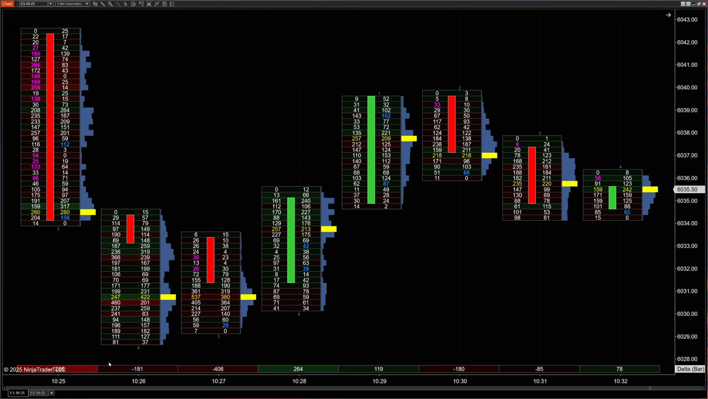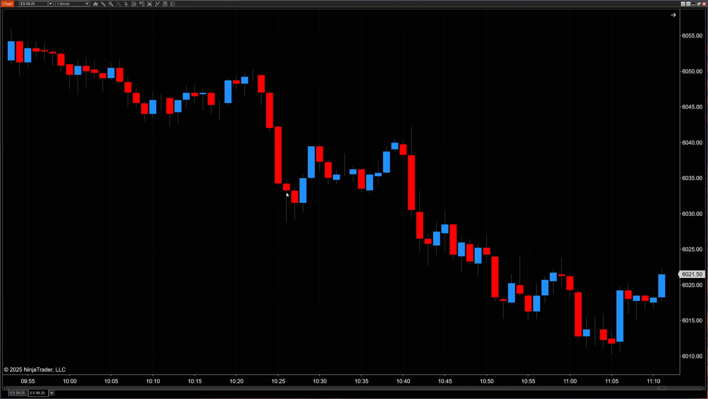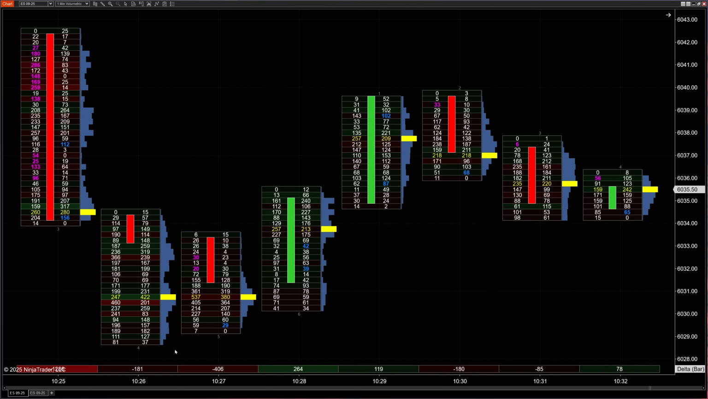Now, if we look at that 1026 candle, we come right over here and look at the 1 minute chart. Here is that same candle in question. You can see the wick that we have on the bottom of that candle. Now, when we come back over and look at the footprint chart, notice since we had numbers at the bottom of this candle, this represents an unfinished auction.